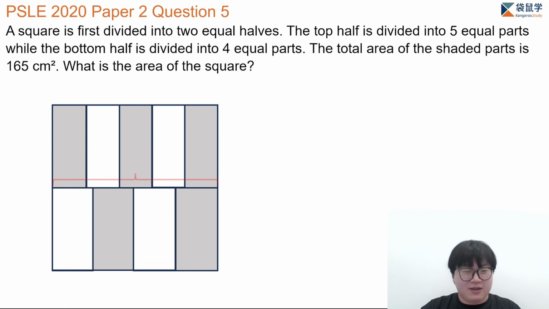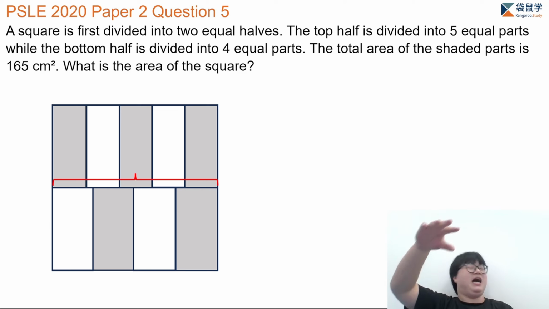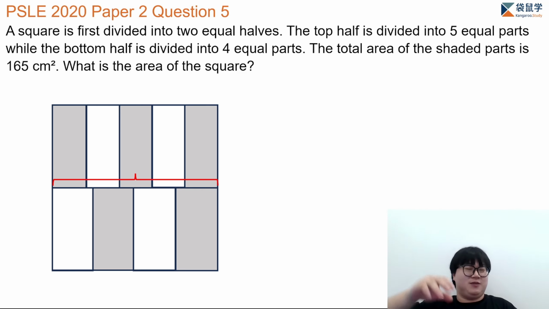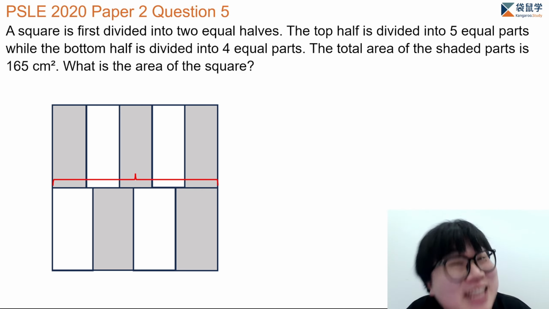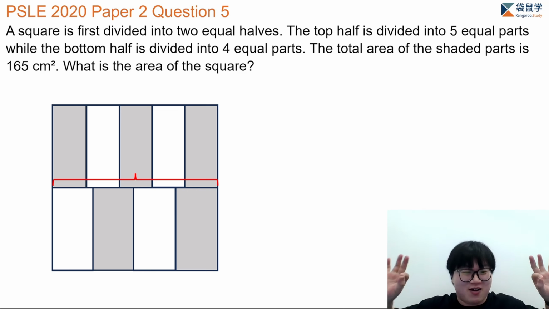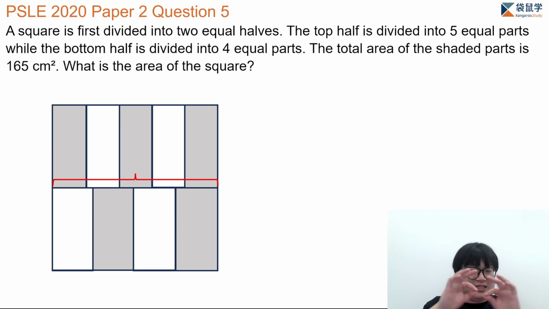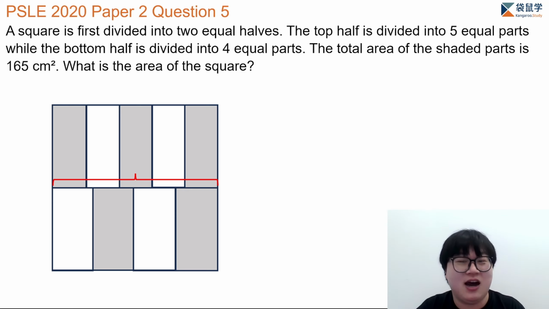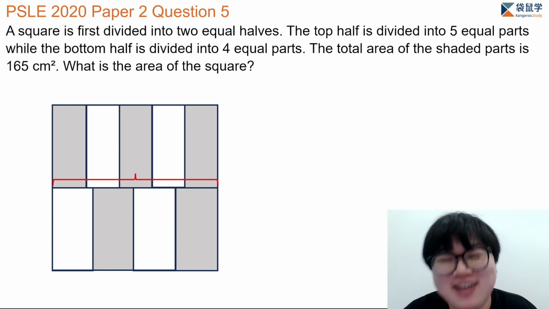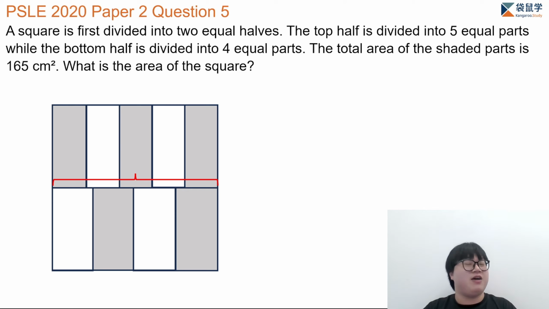So we find that first, this line in the middle, for the top half and for the bottom, it should be the same. So we have the same value now. And we find that for the top, this line is divided into 5 parts. For the bottom, divided into 4 parts. So the same value can be divided into different kinds of equal parts. What should we do? Make the 1 unit value the same.